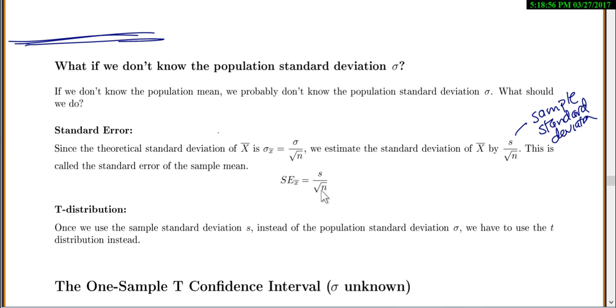And as soon as you switch to using the sample standard deviation instead of the population standard deviation, we have to switch and use the t distribution. So we'll use the t distribution instead of the normal distribution.